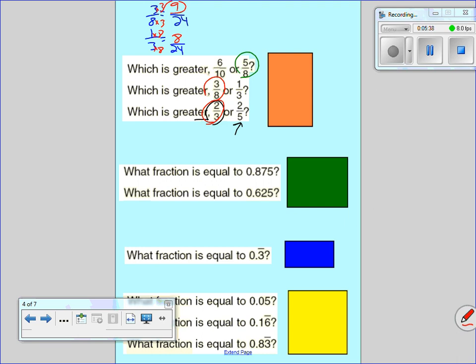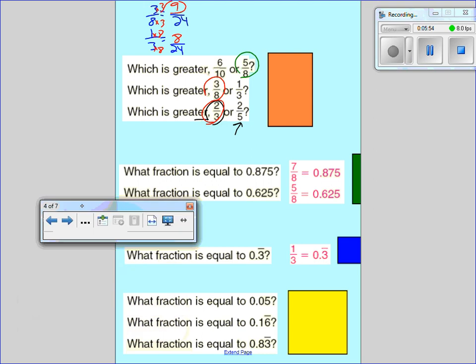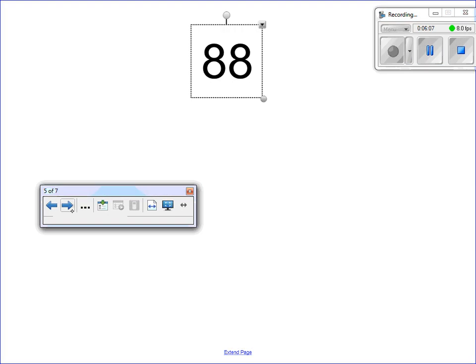Which fraction is equal to 0.875? Okay, 7/8, 5/8. What fraction is equal to 0.333 continuous? Okay, 1/3. Let's take a look at some more. Which fraction is equivalent to 5/100? Here are some examples today. Okay, we're going to be working with decimals today, so let's take a look here. Let's keep going.